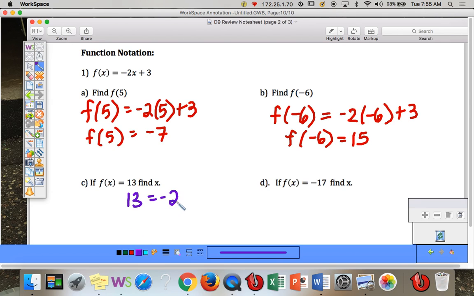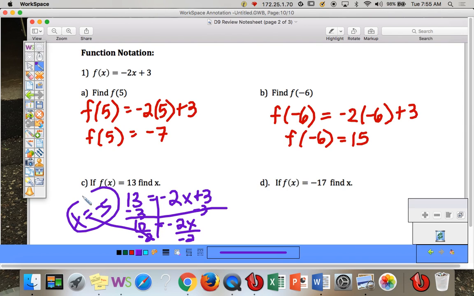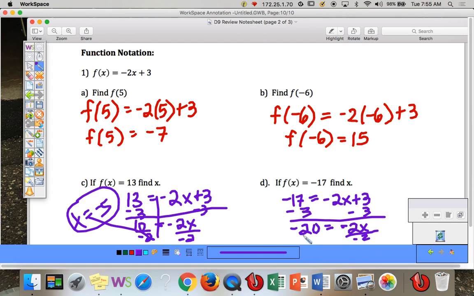So this is where we use algebra to solve. So here we'll subtract 3 from each side. We get 10 equals negative 2x. Divide each side by negative 2. We get x equals negative 5. For this one, it's saying the answer is negative 17. Solve for x. We'll subtract 3 from each side. We get negative 20 equals negative 2x. Divide by negative 2. We get x equals 10.